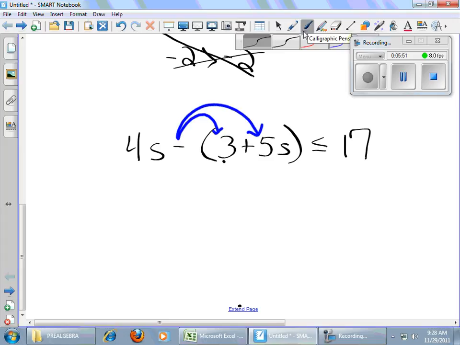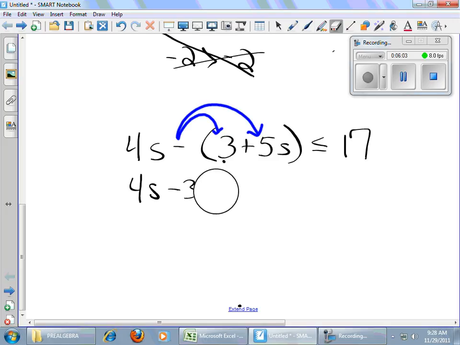Distribute the negative. All right. After I distribute the negative, I get 4s minus 3s minus, oh no, just minus 3. Oh, silly Mr. Lawrence. Hope you caught that one, James. Minus 3 minus 5s, and that will be less than or equal to 17.